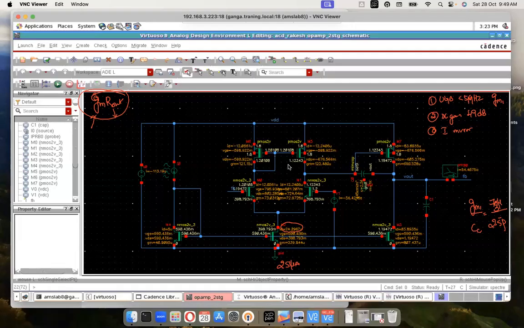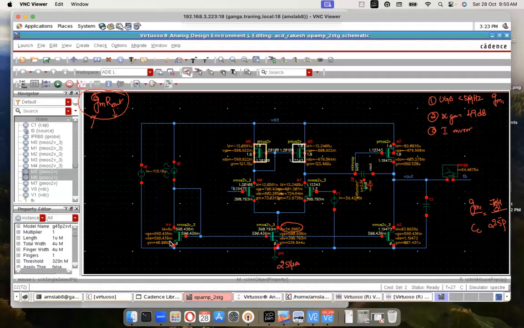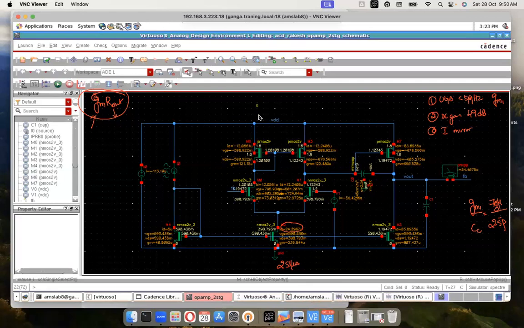Now, let's do one thing. These are also current mirrors, correct? And we have not really changed the length of these. Why don't we change it as well? If we change the length, what happens? Better current mirror ratio and ideally higher output resistance for this first stage, because of which there could be a slight gain in the DC gain as well.